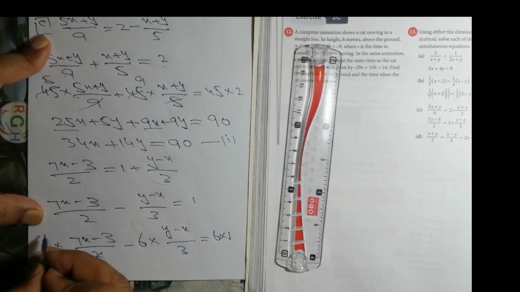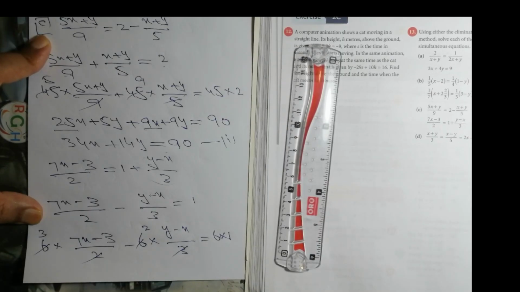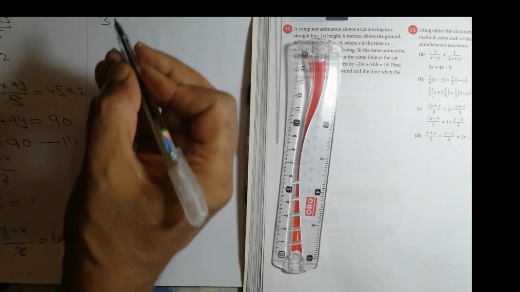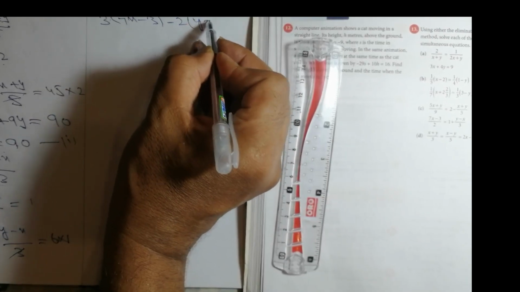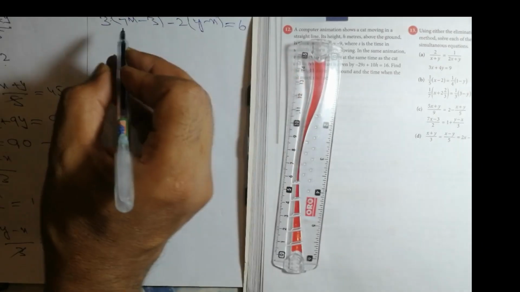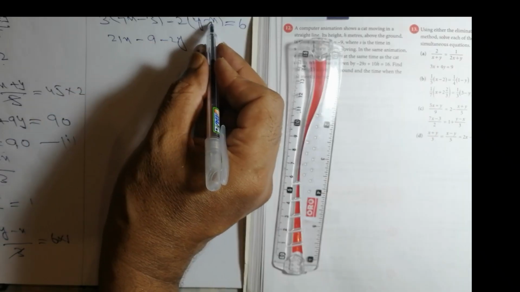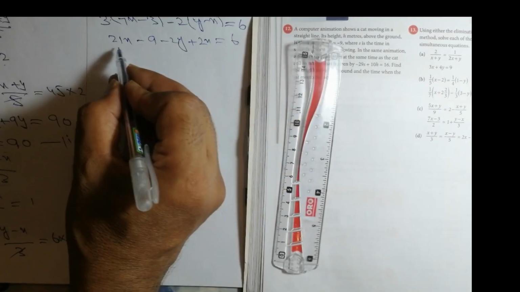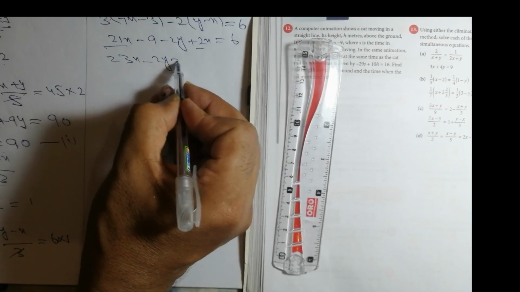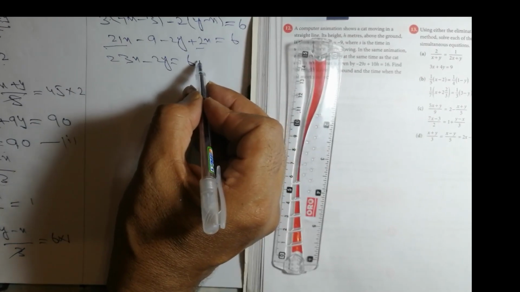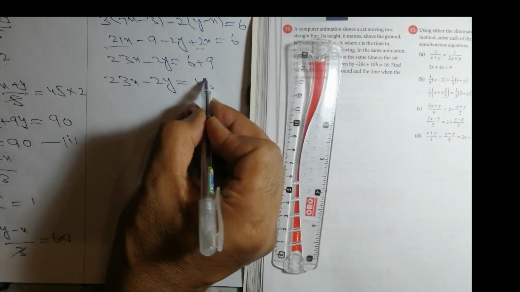Now 2 3s are 6, 3 2s are 6. Now we are left with 3 into 7x minus 3 and minus 2 into y minus x equal to 6 into 1, 6, and 3 sevens are 21, 21x minus 9 and minus 2y and plus 2x equal to 6. 21x plus 2x is 23x, and this is minus 2y, and this minus 9 should be on right side, plus 9, so 23x minus 2y equal to 6 plus 9, 15. Now this is equation number 2.